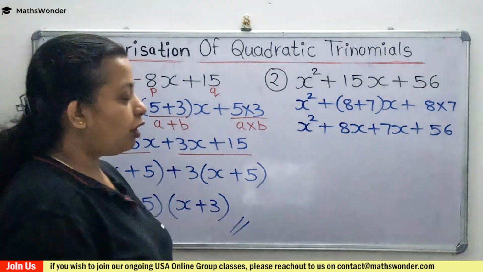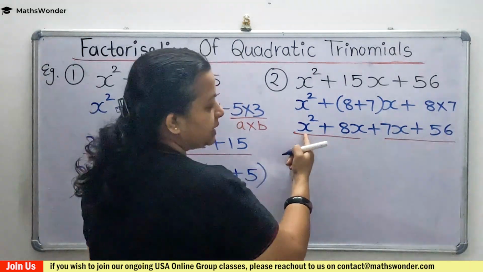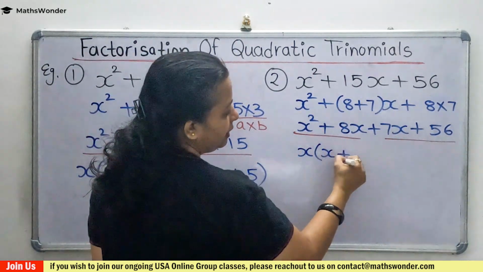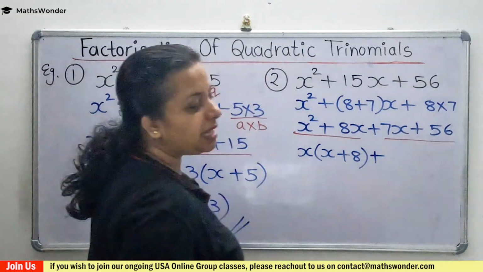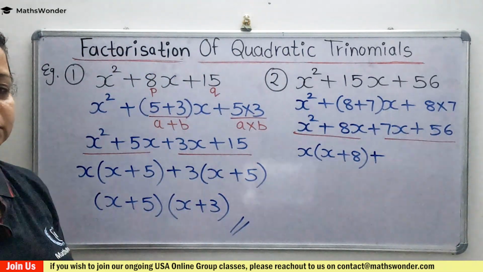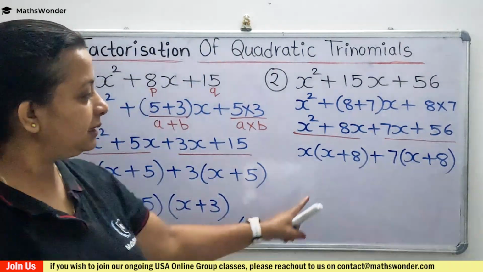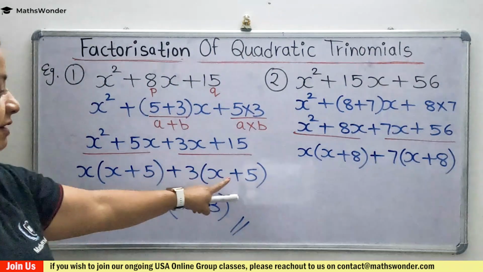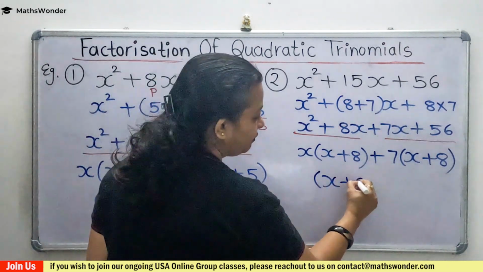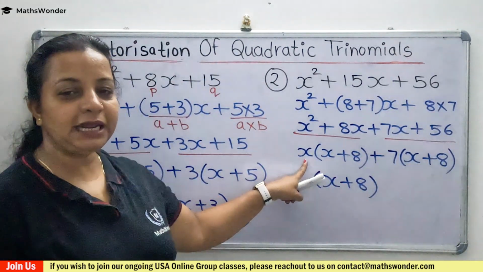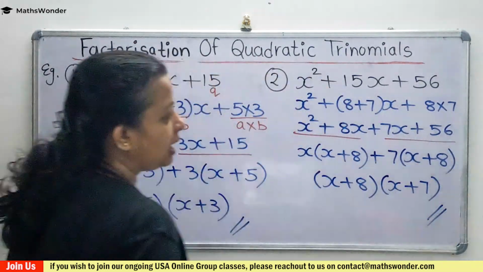Now what will you do? You will make two pairs and find the common. So x square plus 8x. What is the common part? x. So what is the remaining part? x plus 8. You will write it inside the parenthesis. Same with 7x plus 56. What is the common part? 7. Yeah, that's correct. So x plus 8. Always remember this parenthesis must be the same. See, x plus 5, x plus 5. Here is x plus 8, x plus 8. That means we are doing correct. So x plus 8, you will write it first. What are the remaining parts? x and 7. So x plus 7. Now this is your answer.